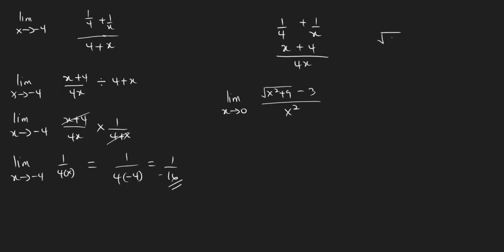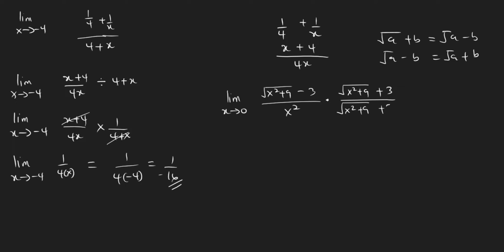So let's take note of this. If I have, let's say, square root of a plus b, and you have to find the conjugate, all you have to do is change the plus sign to negative. So I'm going to have square root of a minus b. Similarly, if I have square root of a minus b, then the conjugate will be square root of a plus b. So that's what you're going to do here. So the conjugate of the numerator is going to be the square root of x squared plus 9 plus 3. So I change the sign to plus, divided by the square root of x squared plus 9 plus 3.